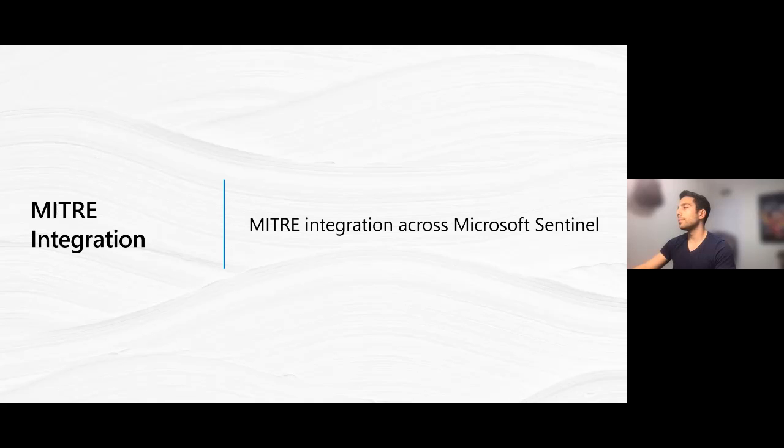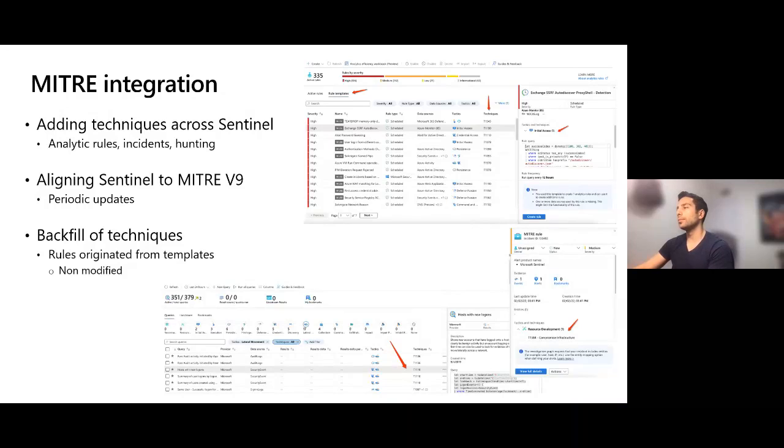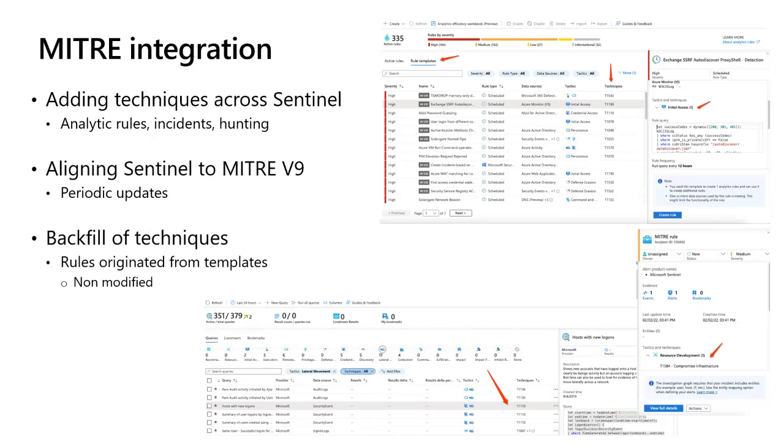Right. Moving next is MITRE integration. The MITRE integration in Microsoft Sentinel is not just for analytics, but across Sentinel, such as rules, incidents, and hunting. Today we are aligned to MITRE version 9, but the priority updates will be in place. Some components such as hunting queries have had MITRE techniques since the beginning, but for analytics rules, the techniques were added at a later stage.